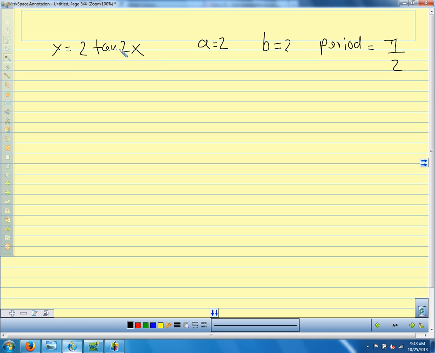Our period of tangent is normally pi. And then to find the period of this stretched or compressed function is going to be pi over b, just like we did with sines and cosines. So the way I'm going to find an asymptote: normally a tangent function has an asymptote at multiples of pi over 2. So I'm going to say we're going to have an asymptote where 2x equals minus pi over 2.